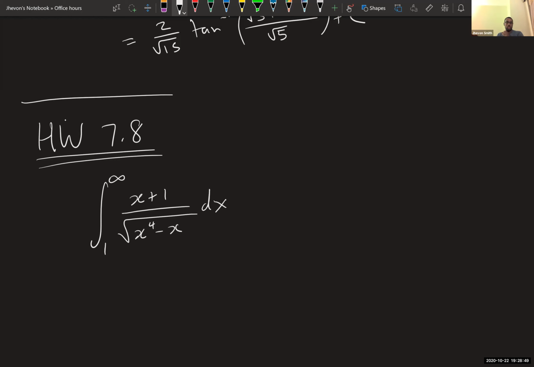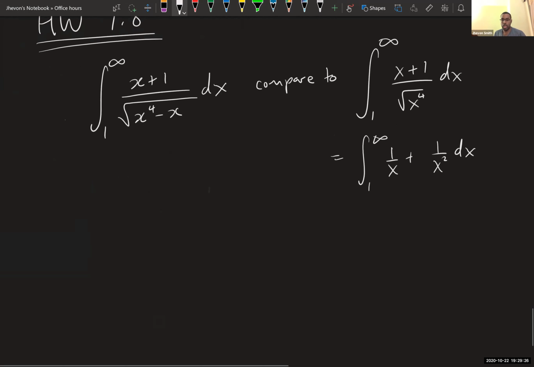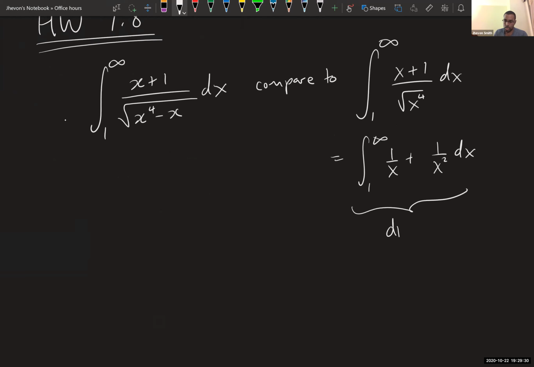Okay, and what were you supposed to do? To tell if it diverges or converges. Oh, so probably a comparison would work here. So I would compare to that. So this guy would look like 1 over x plus 1 over x squared. And I know this diverges, because of this part, right? It's a 1 over x to the p where my p equals 1.